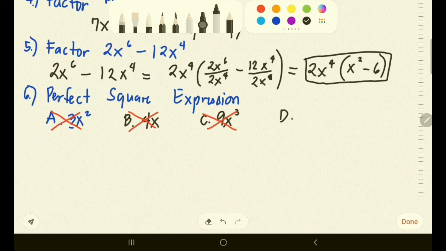Okay, letter D. Here you have 16x to the power of 4. 16 is a perfect square. X to the power of 4 is a perfect square. How? When you express that into the power of 2, or perfect square expression, that becomes 4x squared, squared. So, since it can be expressed to the power of 2, that means that is a perfect square. So D is the answer.